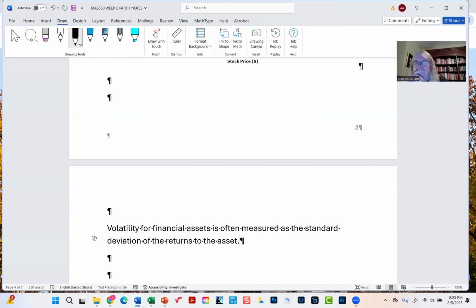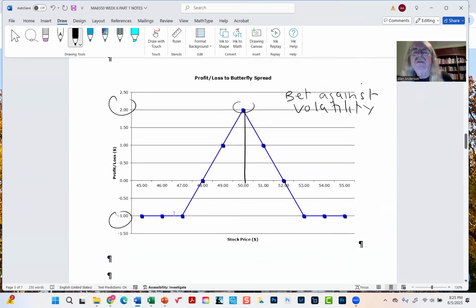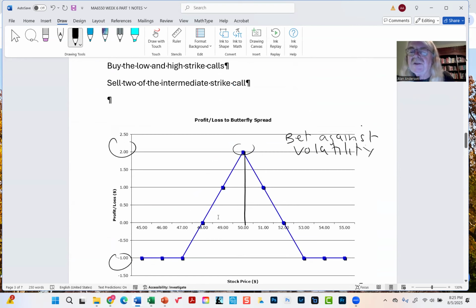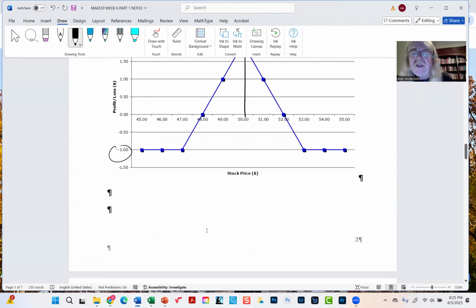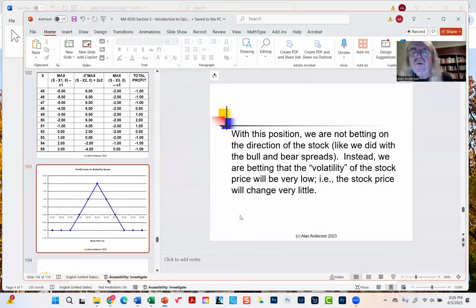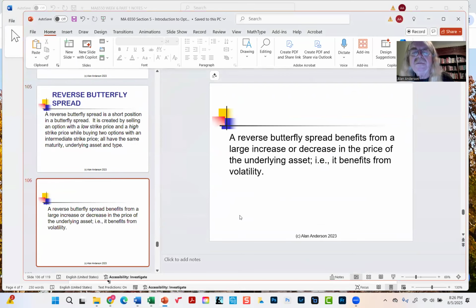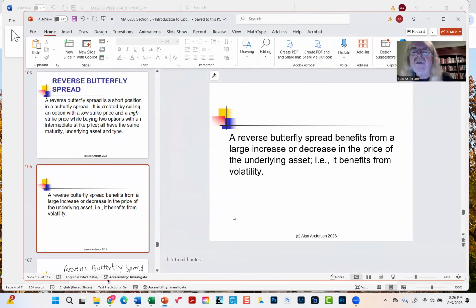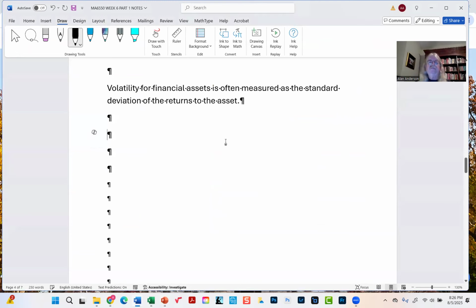Now you have to ask yourself, what if we have the opposite outlook? What if we think that the option will actually bounce around quite a bit and will be very volatile? What can we do to make money from our belief? So what you're going to see here is that we're going to reverse everything.